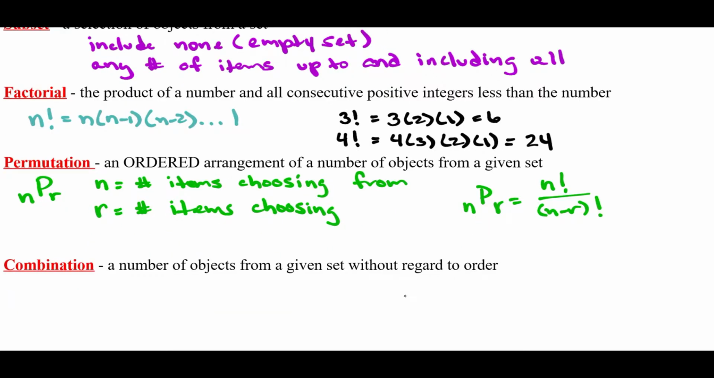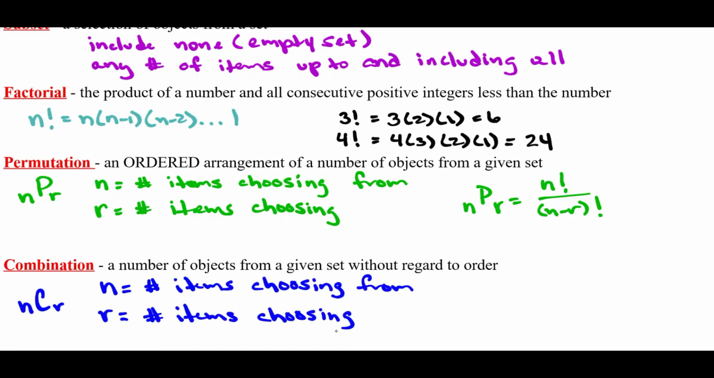So a combination is choosing a number of objects from a given set without regard to order. So again, we have some notation here. It's subscript n, capital C, and then subscript r. Again, n is the number of items we're choosing from, and r is the number of items that we're choosing. Our formula for nCr is very similar, n factorial over n minus r factorial times r factorial.